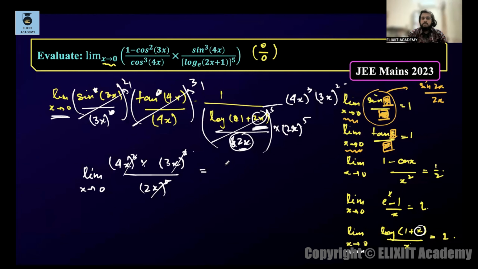We have 4 cube, which is 64, into 3 square, which is 9, and divided by 2 raised to the power of 5, which is 32. So this 32 and this will go up. We have 2 times 9, which is 18. So 18 is the right answer. This is a very basic question, you can see. Let us move to the next question.